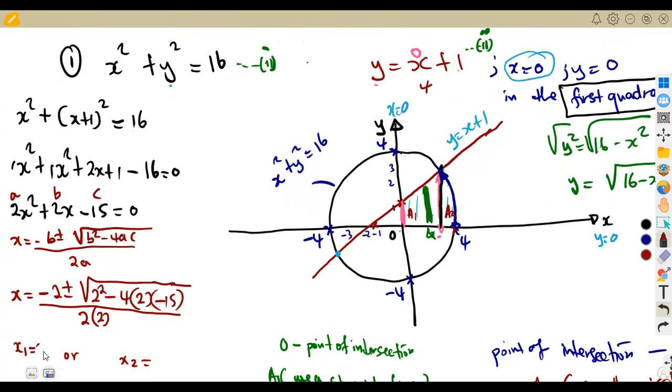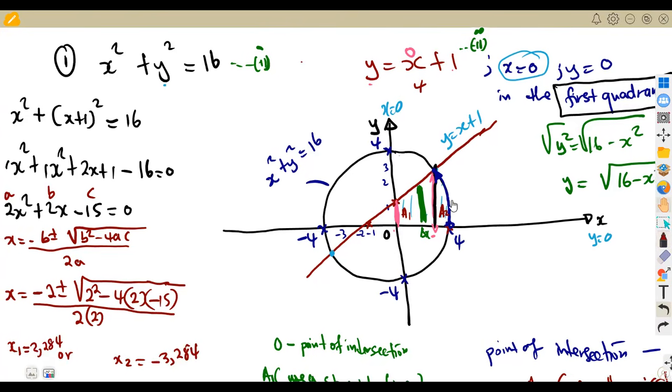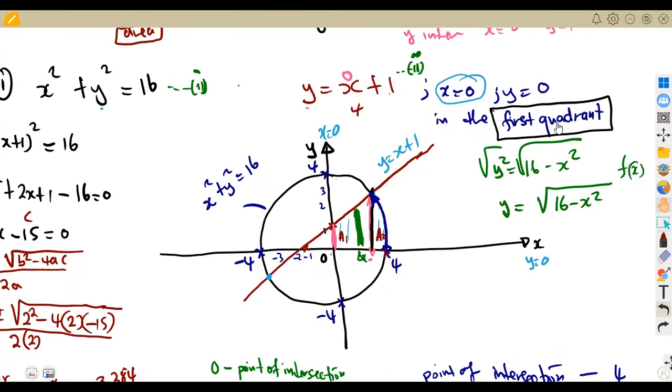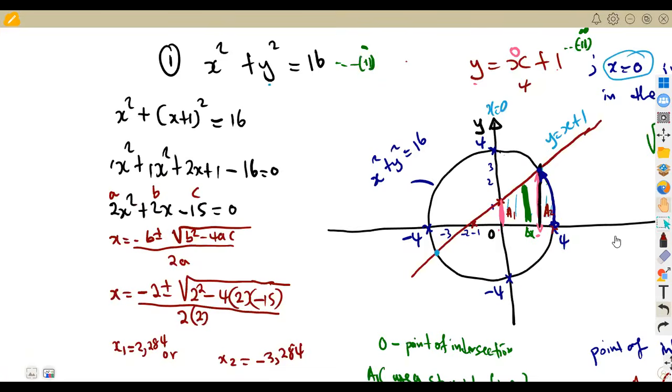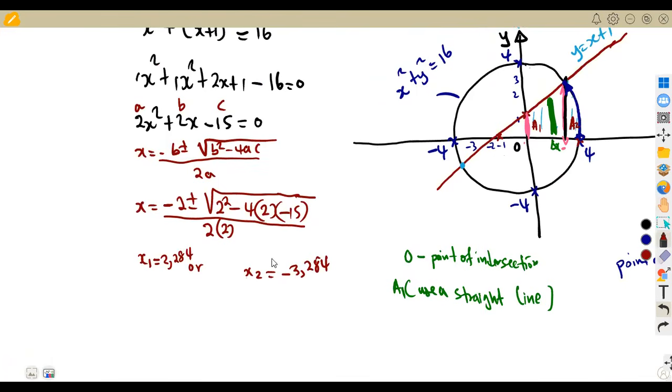If we simplify properly, 2.284. Then the other value of x is going to be negative 3.284. But as we can see, we are told that we are supposed to use the area that is in the first quadrant. So that means we are only considering x being positive, this side of the horizontal axis, and on the other side it will be negative. So you can't consider x to be negative. So our x cannot be this negative value, but it can be the positive one, which is 2.284.